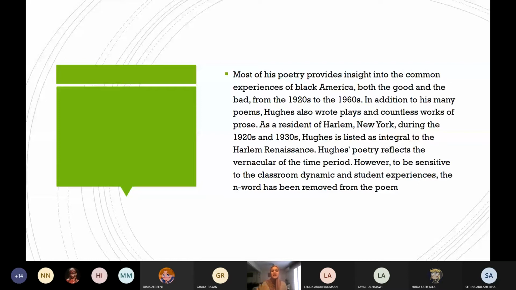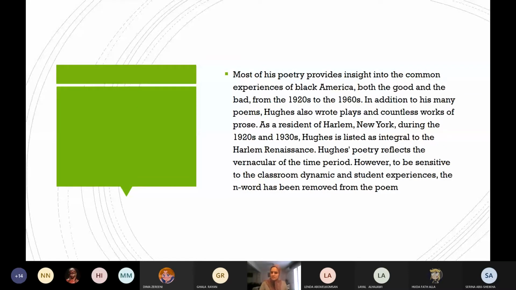So Hughes' poetry reflects the vernacular, which is the slang of the time period, okay? Slang language. But because of the class, they removed the N-word. Okay, what is the N-word? Negro.